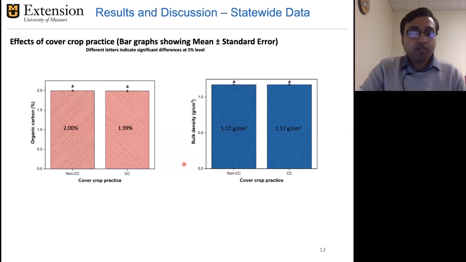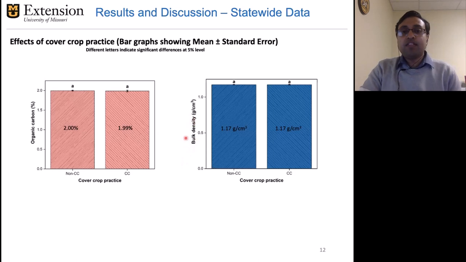They didn't differ because of cover crop practice. Here also, especially for bulk density, we were expecting that bulk density could be lower for cover crop practice, but the same thing happened. This is really unexpected for cover crop practice also.